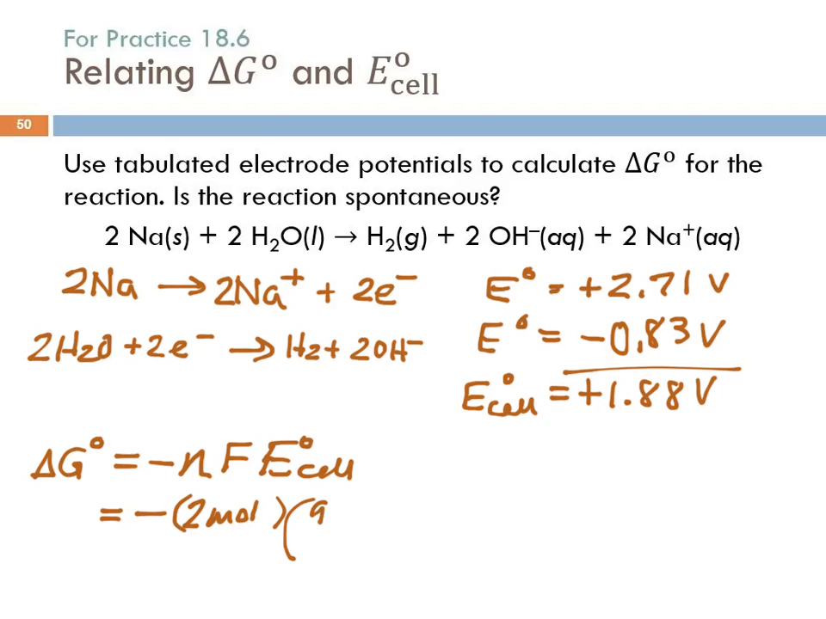And then, let's see, 96,000, dang, I forgot it. 485. I remember the 85, I lost the 4. 96,485 coulombs per mole times the cell potential, which is plus 1.88 volts. Look at the units. Moles cancel. We're going to end up with coulomb volts. What's a volt? It's a joule per coulomb. And so then the coulombs cancel out.